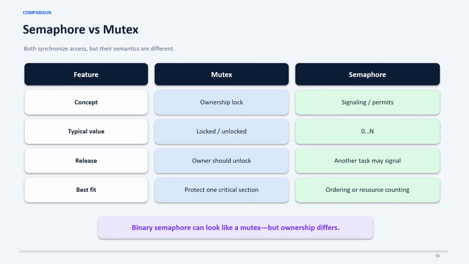Another important difference is ownership. With a mutex, a task that acquires the mutex is normally expected to release it. A semaphore does not have the same ownership semantics. One task can wait and another task can signal, which makes semaphores useful for event ordering and synchronization. So remember, for mutex think ownership and locking; for semaphore think signaling and permit.